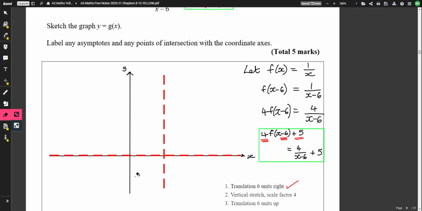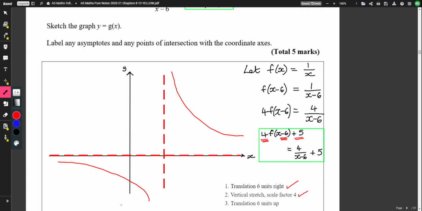I'm going to rub that out and draw it. So it's pretty much the same shape, but it just stretches away from the x-axis. So not much difference, just a bit further away from the asymptotes. And then finally, translation 6 units up. So the vertical asymptote, if you move it up, it's still vertical.